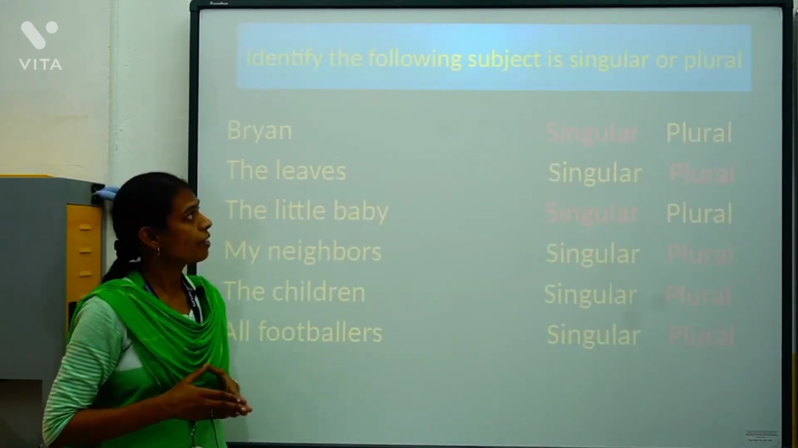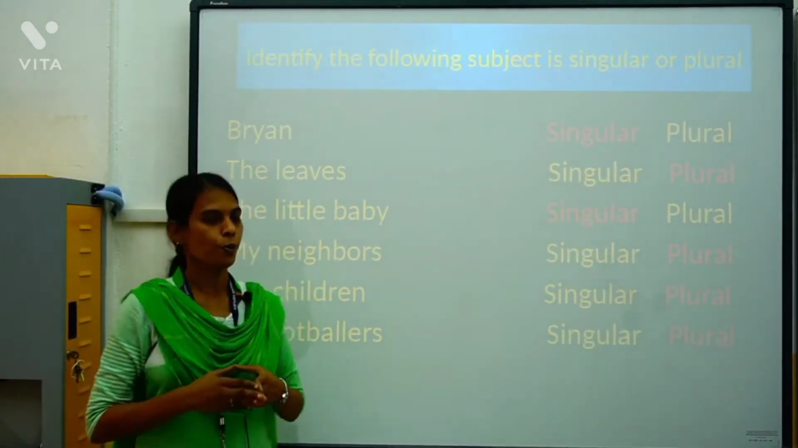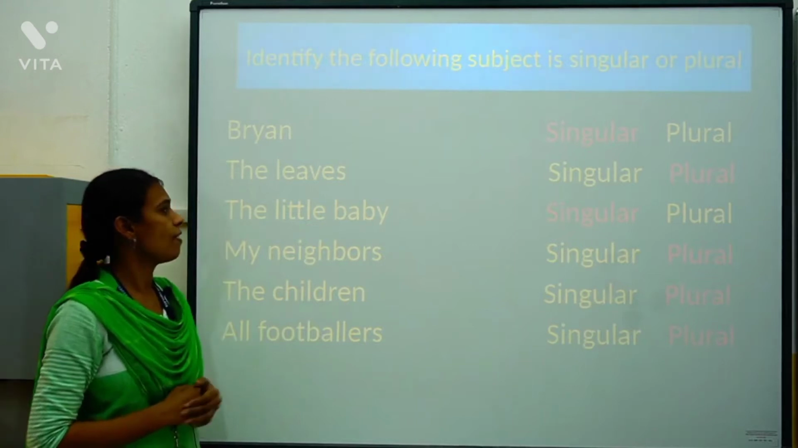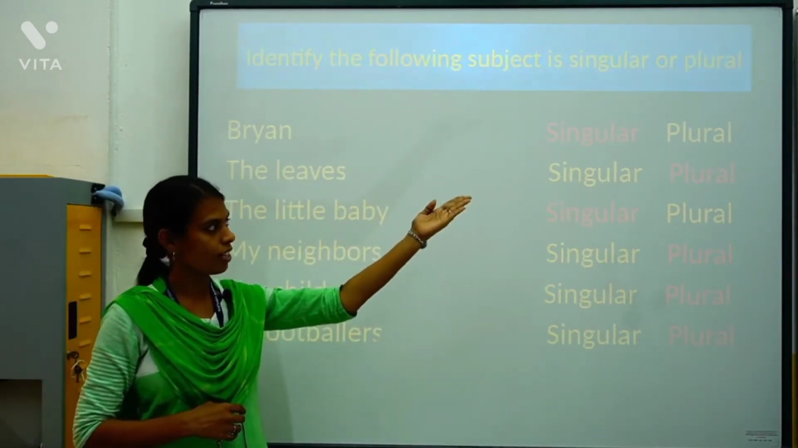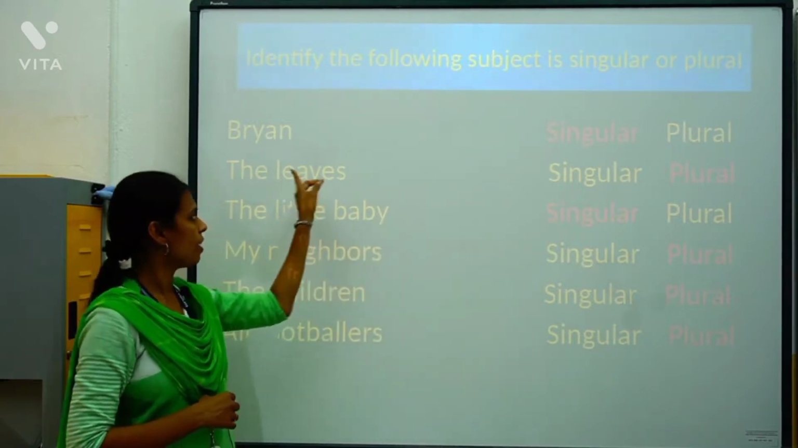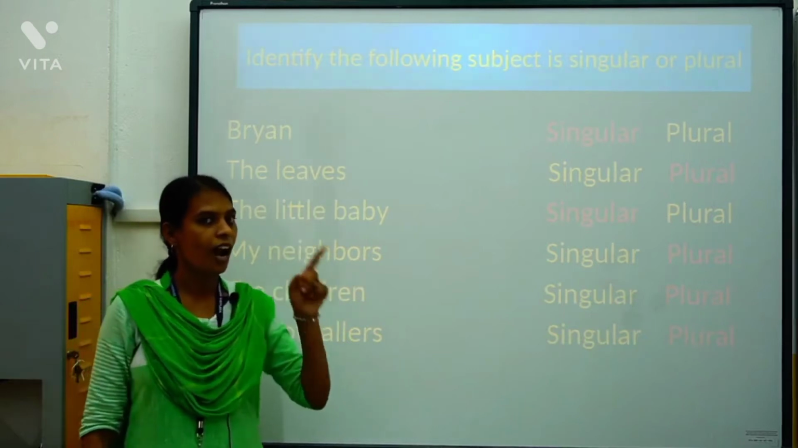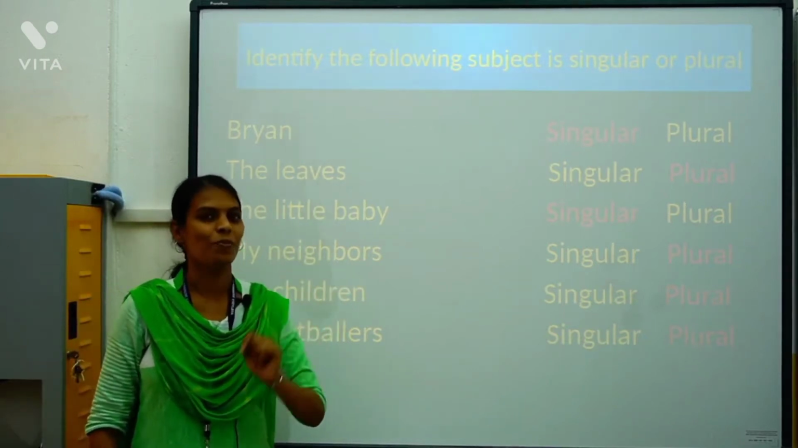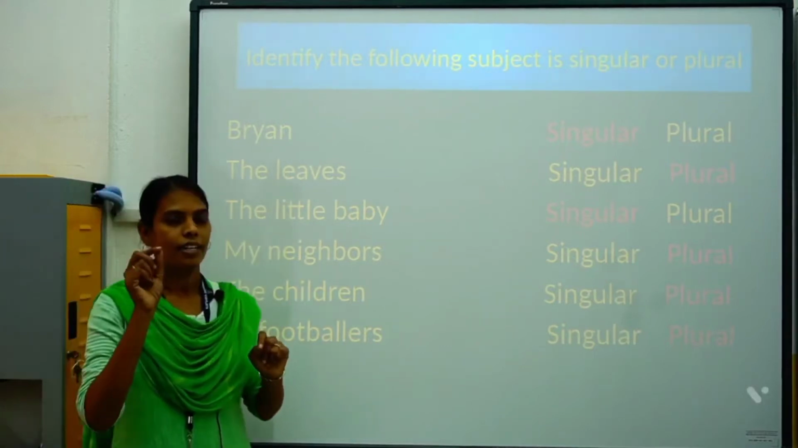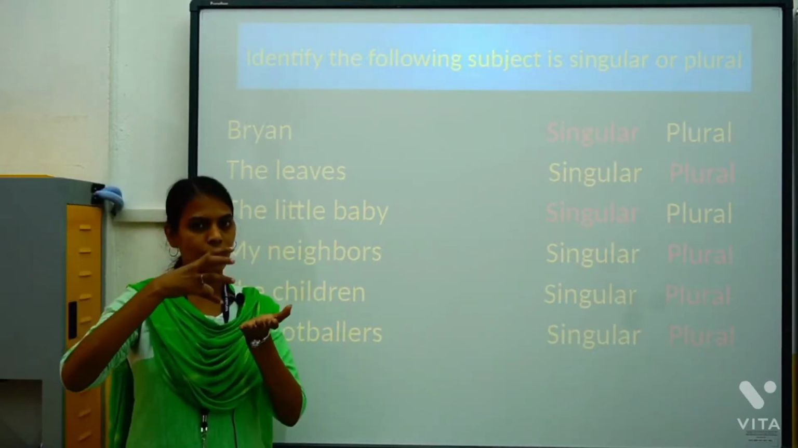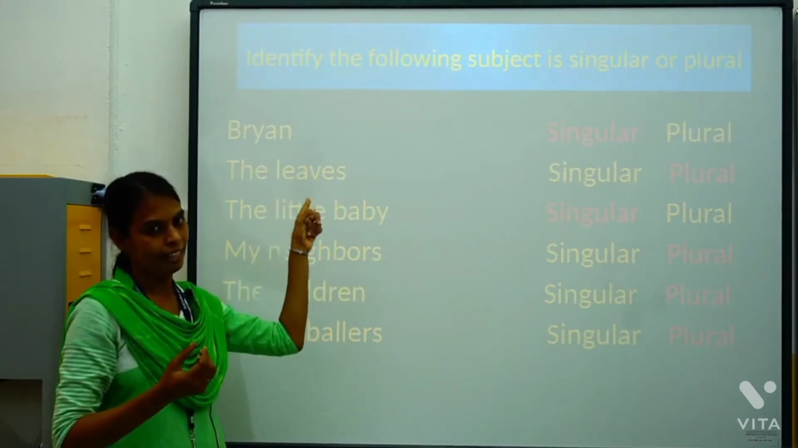Now identify whether the following subjects are singular or plural. It's for you to understand. I have given the name Priyan. Is it a singular or plural subject? It is a singular subject. Priyan is one boy, right? The leaves. Is it singular or plural? Yes, very good. It's a plural subject, okay? Why is it plural? So many leaves joined together, we call it leaves, okay?